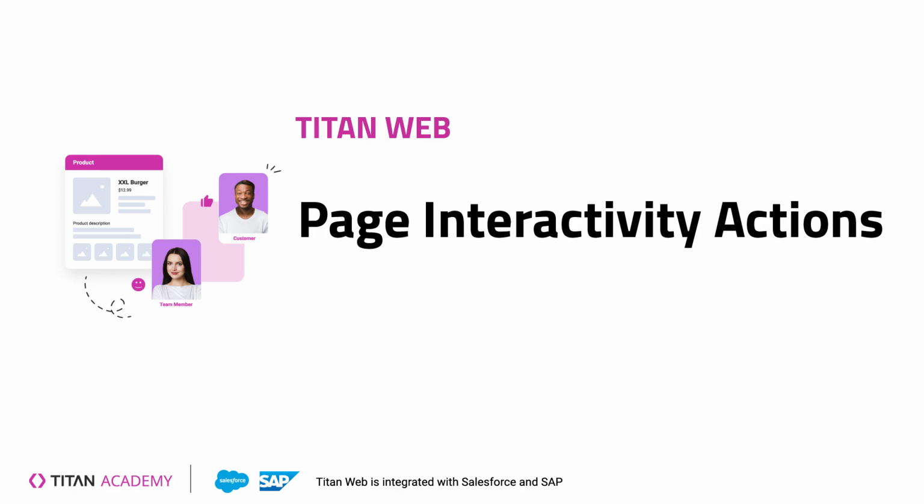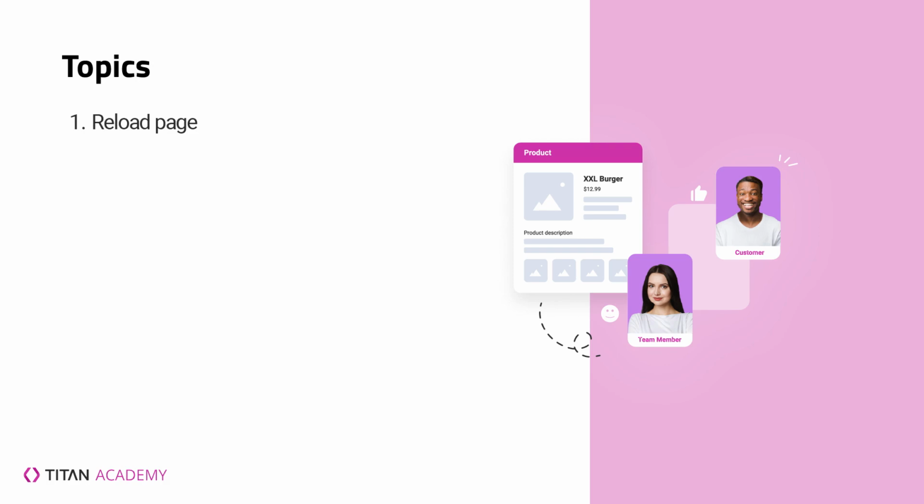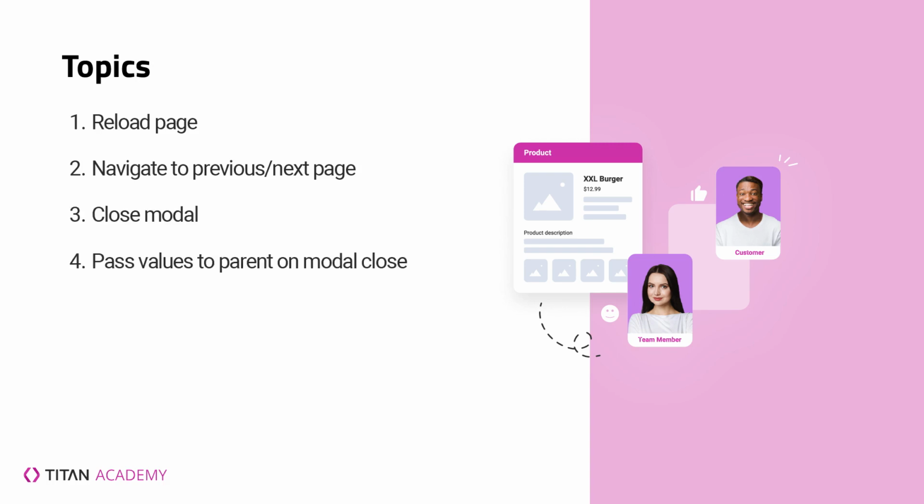Today we'll be talking about page interactivity actions in Titan Web. We're going to be covering the reload page action, which essentially resets your page to its initial state. We'll talk about the next and previous page actions, which allow you to toggle between two pages and go back and forth between them. And finally, we'll show you the close page action and how you can pass values to the parent page by running a close page action.